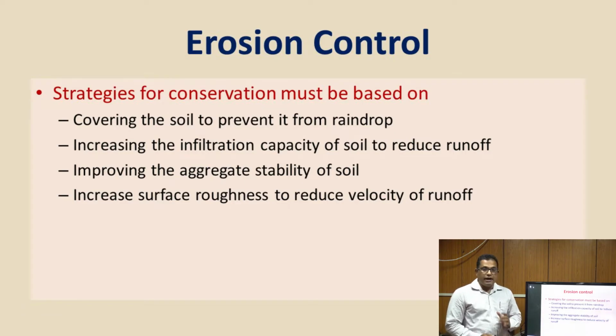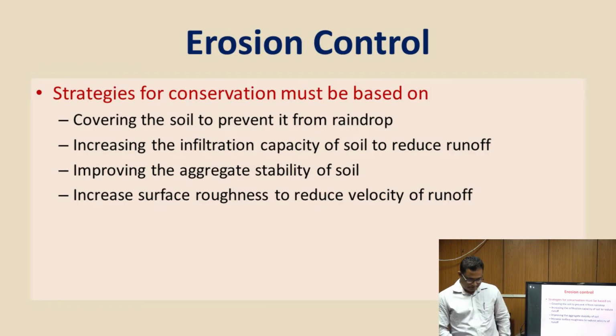So if you increase the surface roughness, that is, the beds of the stream, nala or small streamlets, if the roughness is increased by way of vegetation, it will give more resistance to the flow of water, thereby reducing the velocity of flow, and as a result the erosion is also decreased. This strategy also is followed in many control measures that we will be discussing in the coming slides.